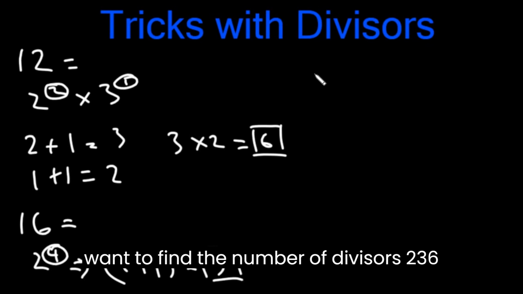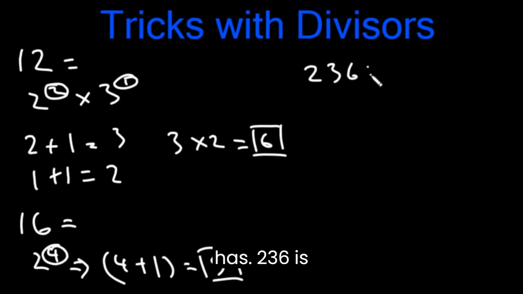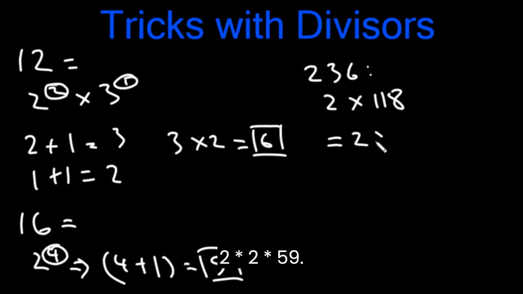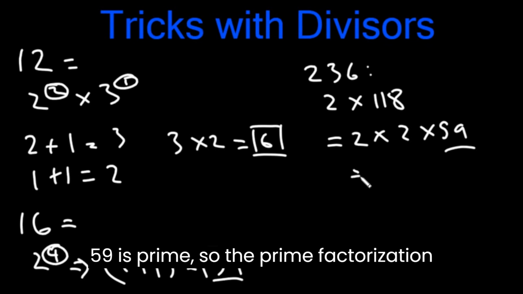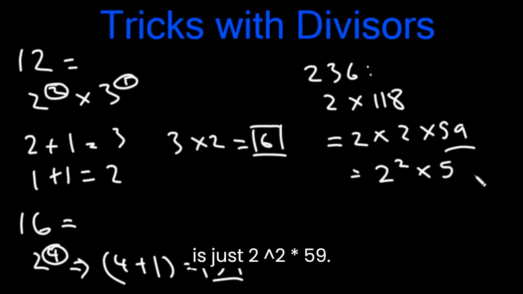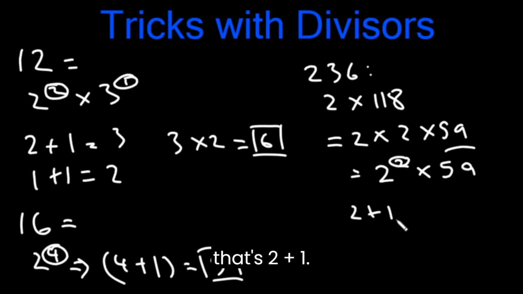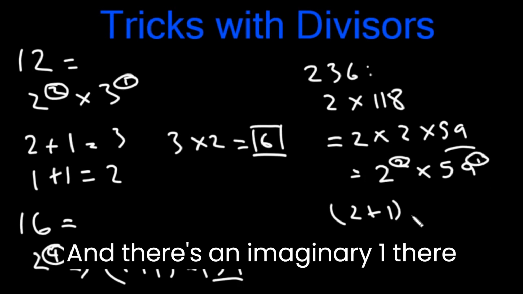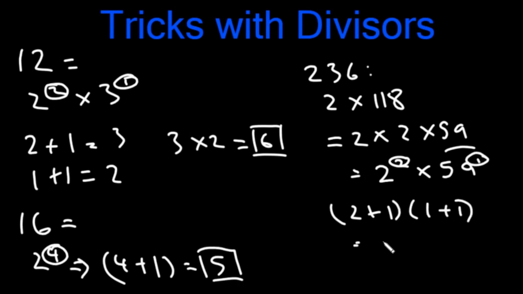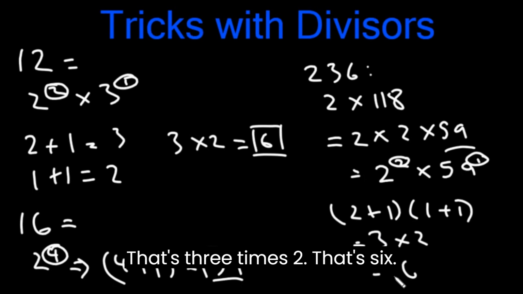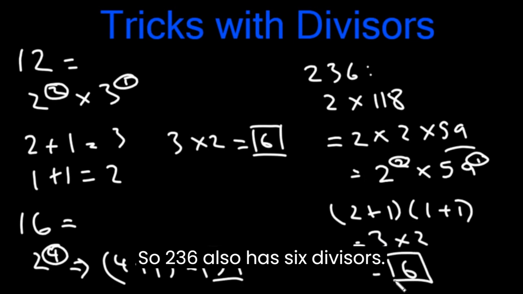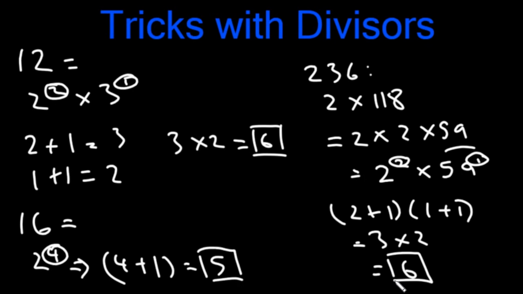Let's look at one more. Let's say we want to find the number of divisors 236 has. 236 is 2 times 118, which is 2 times 2 times 59. 59 is prime, so the prime factorization is just 2 squared times 59. So now we take the exponents, so that's 2 plus 1, and there's an imaginary 1 there, so 1 plus 1. That's 3 times 2, which is 6. So 236 also has 6 divisors.